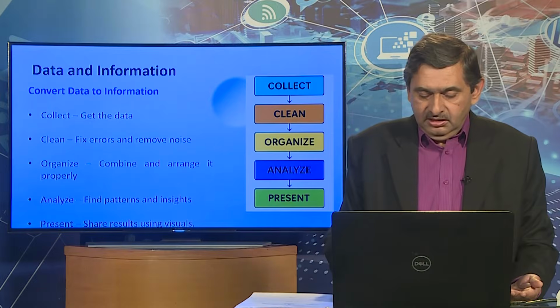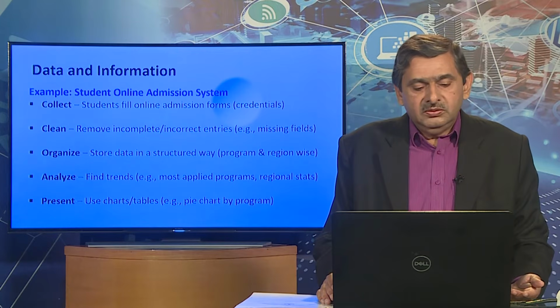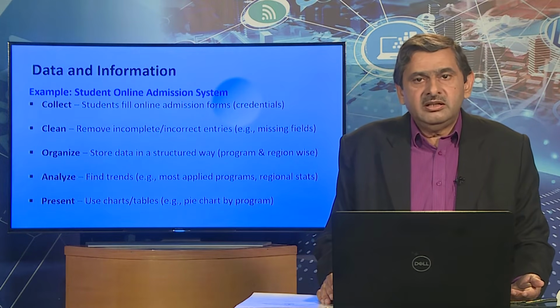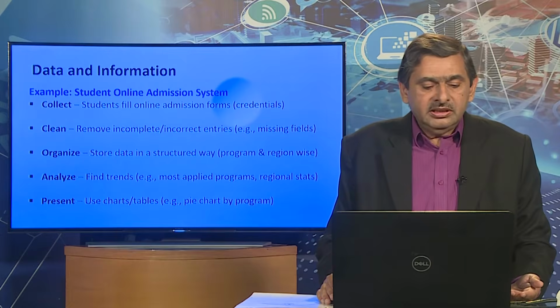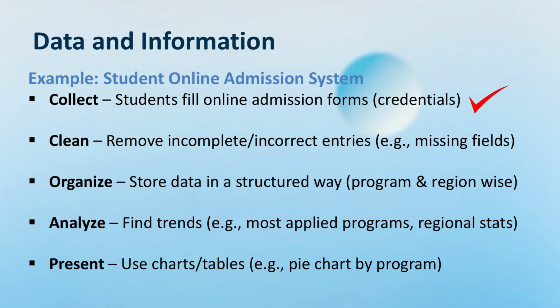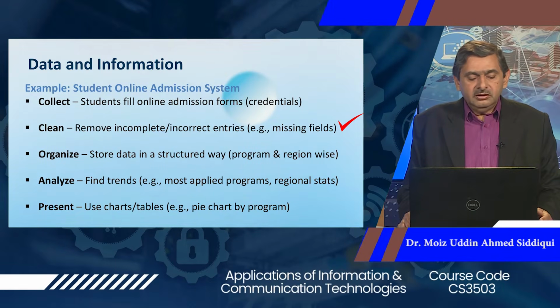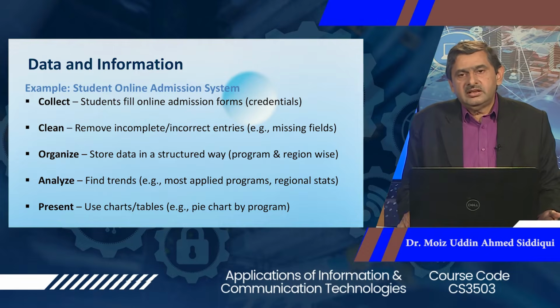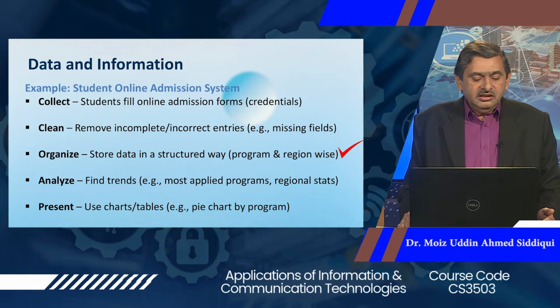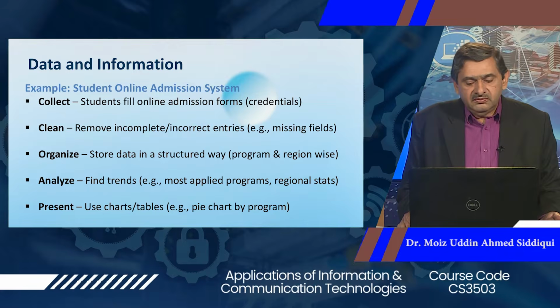Let's have an example. As you know, you all students have filled your admission forms. In the first step, a student fills the online admission form where they provide their credentials. University receives your data, but if there is some incomplete or incorrect information, then we have to remove incomplete and incorrect entries. In the third step, we organize the data, like store data in a structured way, which can be program-wise information or region-wise information.